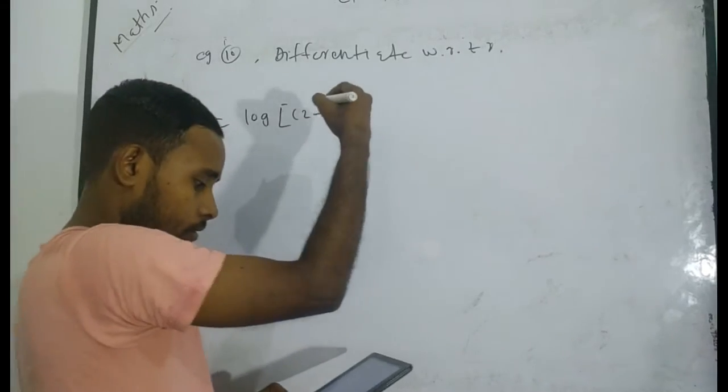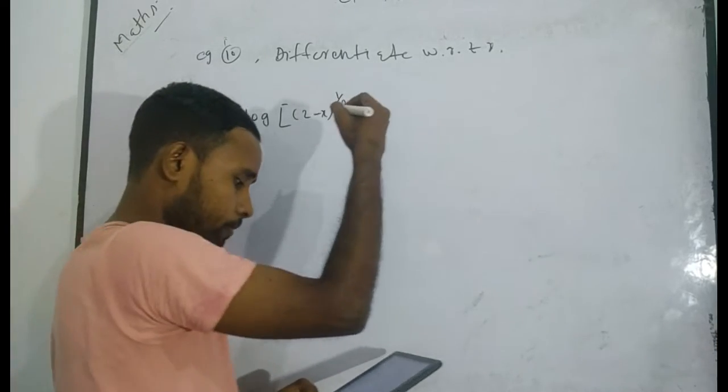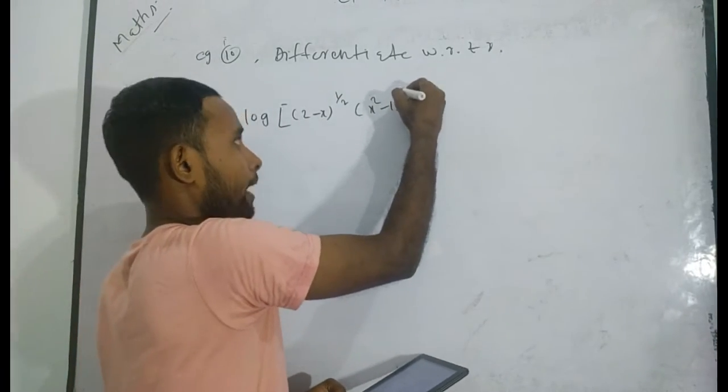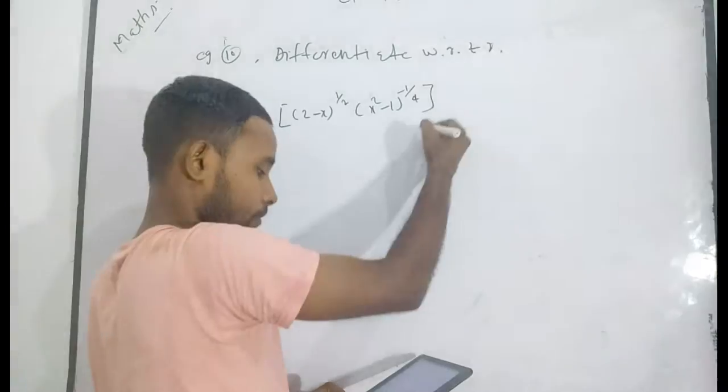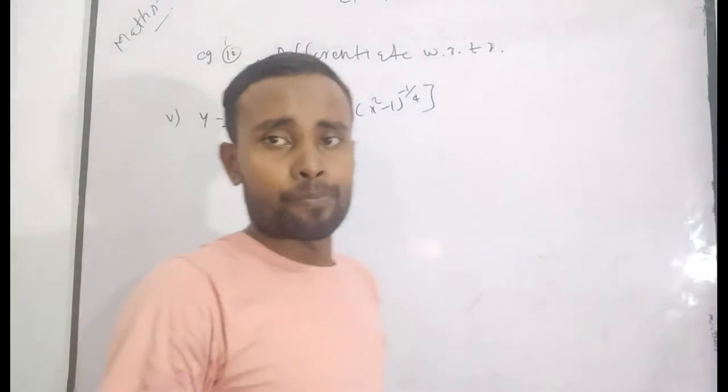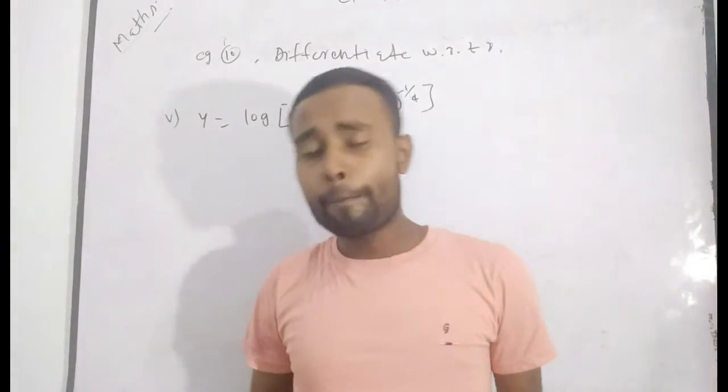x whole to the power 1 upon 2 into x square minus 1 whole to the power minus 1 upon 4. Now you have to differentiate this function with respect to x. You can solve this problem in two ways.